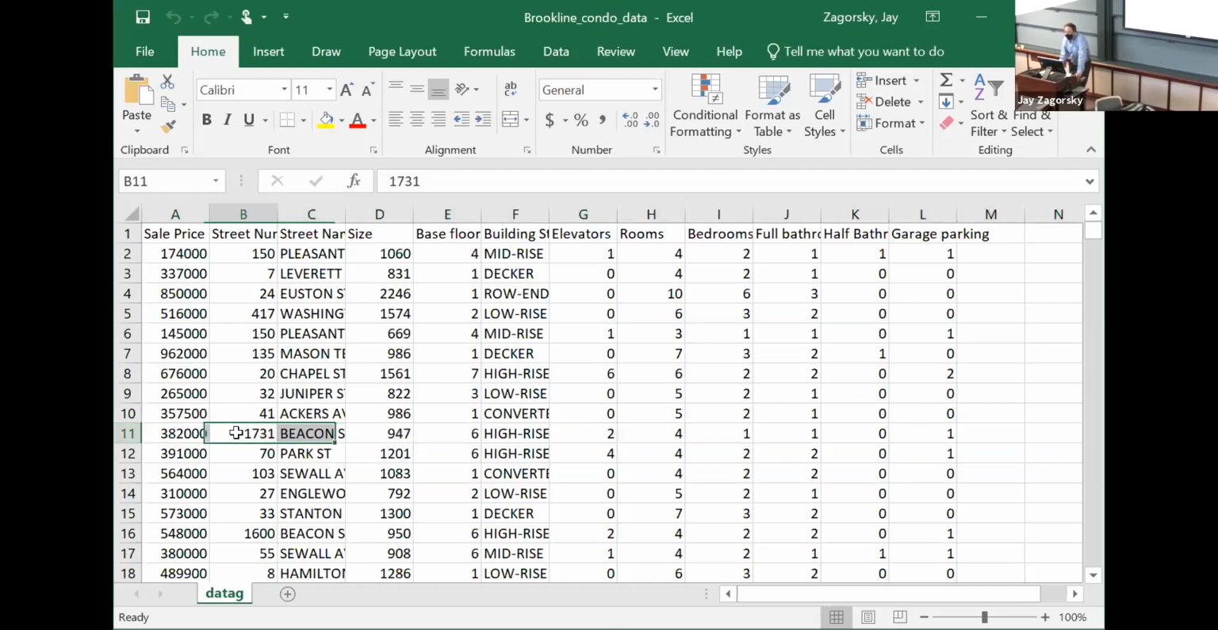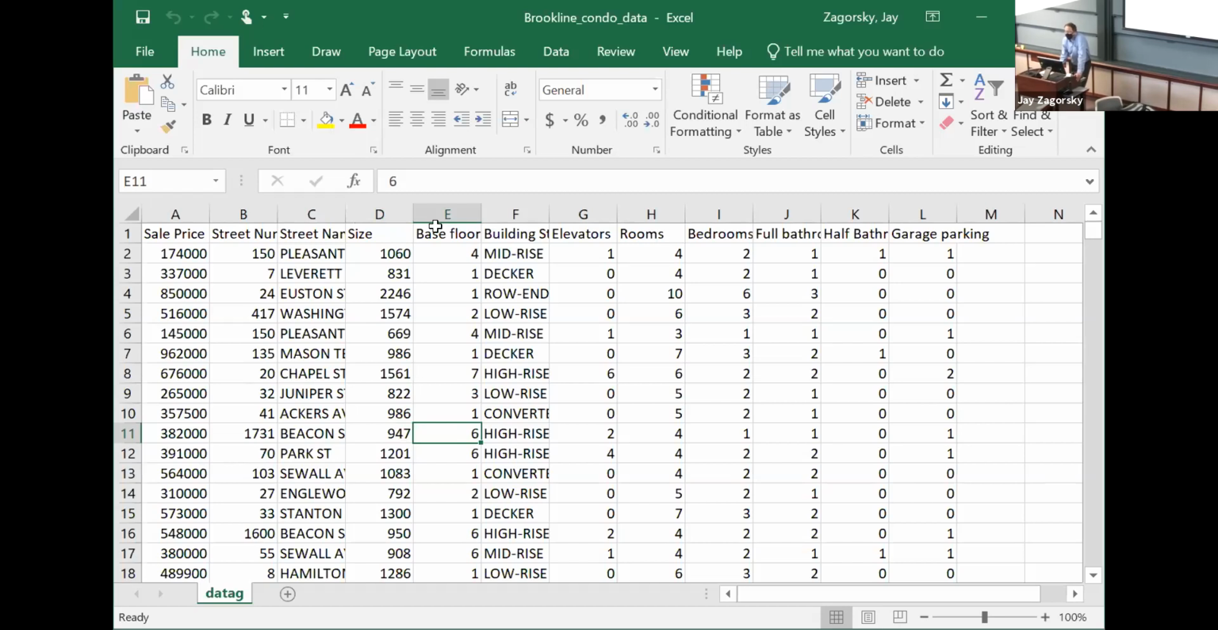Its address is 1731 Beacon Street. So for those of you on campus, you can walk and look at 1731, or for most of us, we bring up Google Maps and type 1731 Beacon Street, look at Street View, and see what it looks like. The unit was 947 square feet, about 1,000 square feet. It looks a little smaller than the classroom we're in right now, which is room 322.